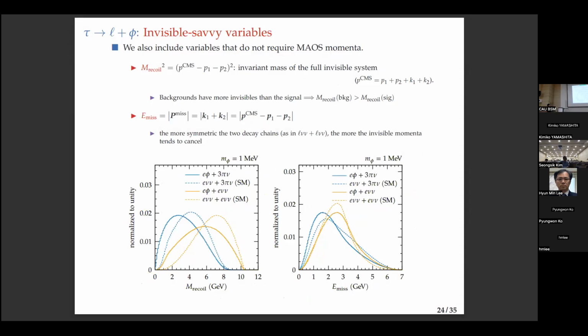And we also include in our analysis some variables that do not require the Monte Carlo momenta. One is the recoil mass, which is the invariant mass of the full invisible system, and the other is missing energy. These two are also very good for distinguishing the background. So they are all sensitive to the number of invisible particles.